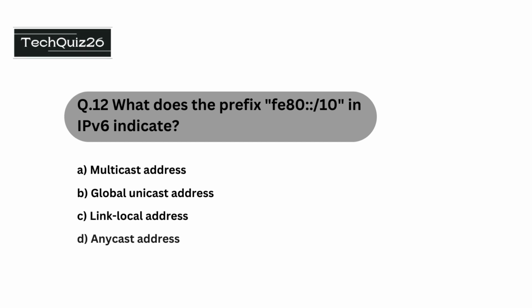Question number 12 is, what does the prefix FE80::/10 in IPv6 indicate? The options are multicast address, global unicast address, link local address, anycast address. The correct option is link local address.